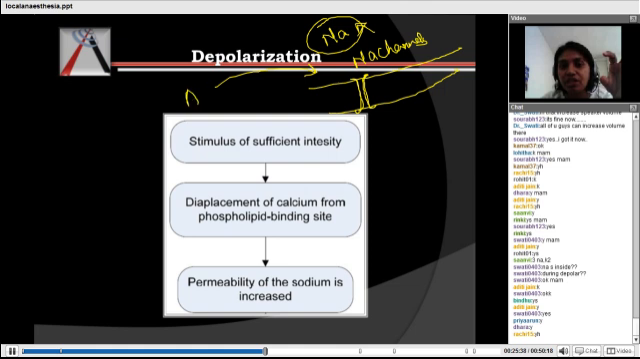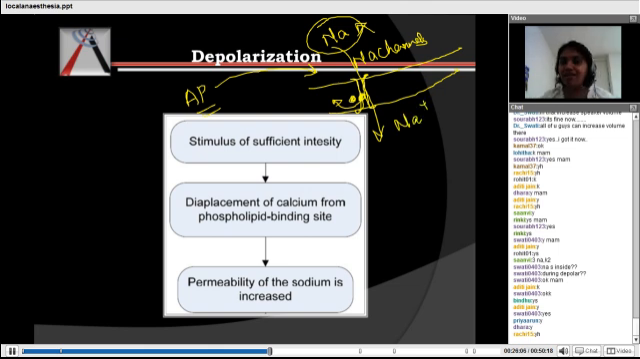Whenever we have an action potential coming in, any kind of stimulus coming in, that stimulus displaces the calcium which is actually guarding these channels. So there is a calcium which is guarding this channel. If you remove this calcium, it will help the gates to be opened. So it opens this channel and the sodium goes in.